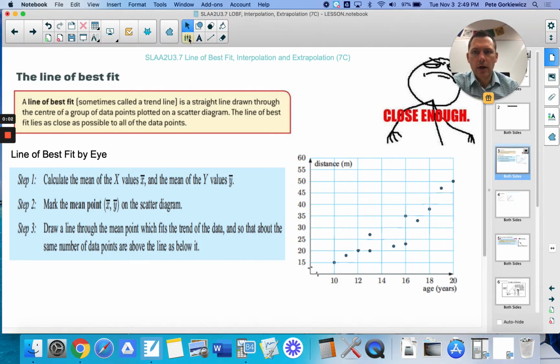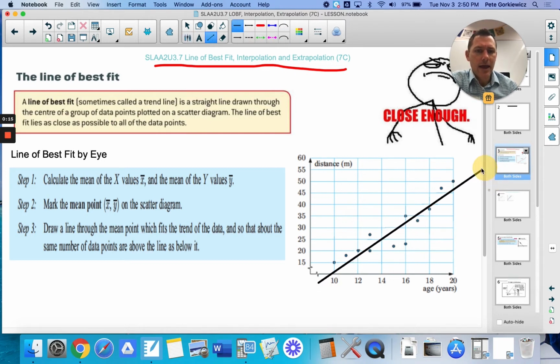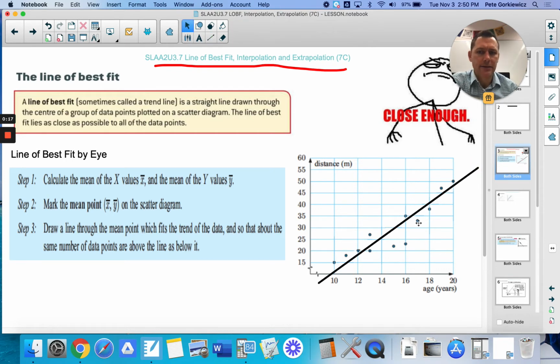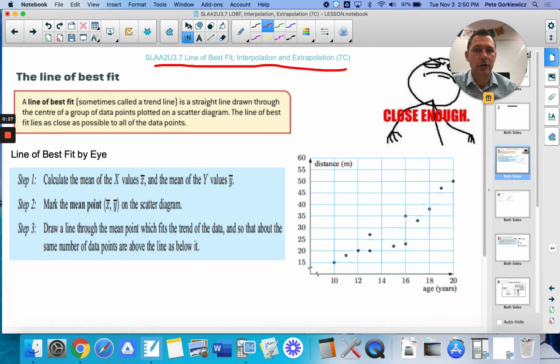Mathies, we are looking at line of best fit today, interpolation, extrapolation, all that good stuff. Line of best fit is a trend line, and it runs through a scatter plot. The problem with that is the line could look like that, the line could look like that, the line could look like a lot of different things. So there are some general guidelines that we use to make the line of best fit.